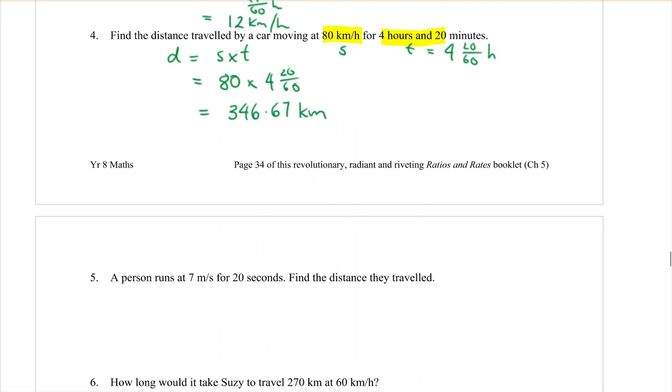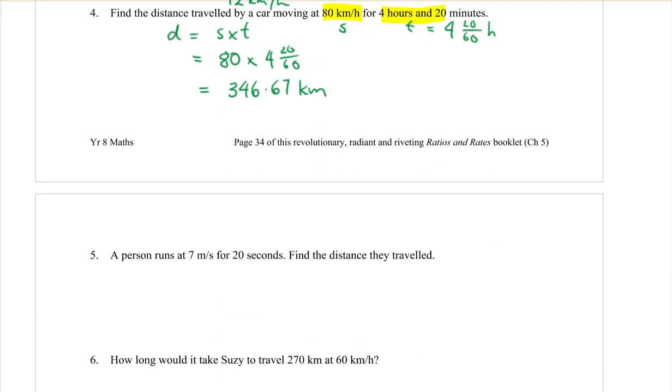Question 5. A person runs at 7 meters per second. When it says 7 meters per second, that measurement is a speed. That's an S. And it says for 20 seconds, so that is obviously a time. Find the distance that they traveled. The formula for distance is speed times time.